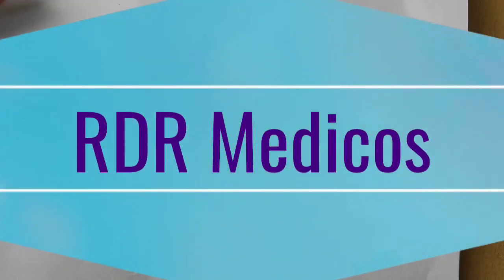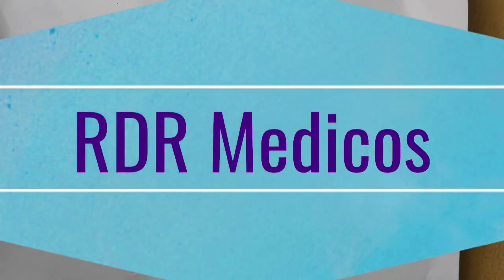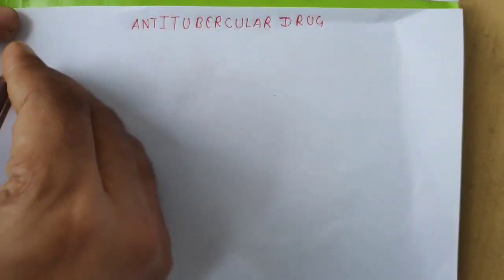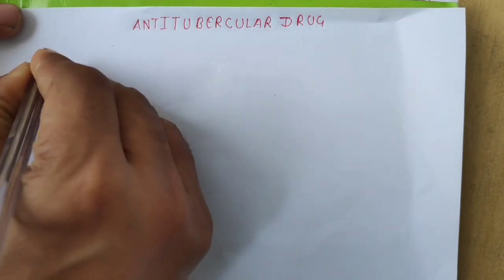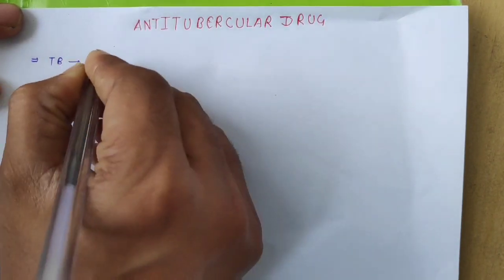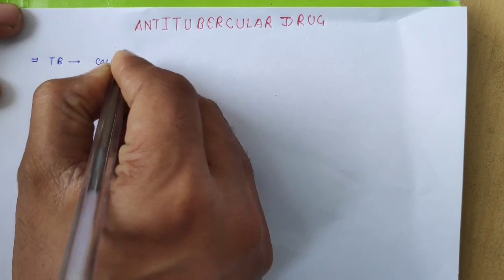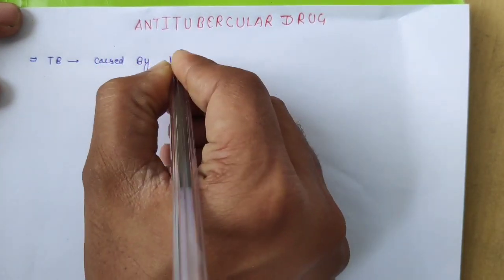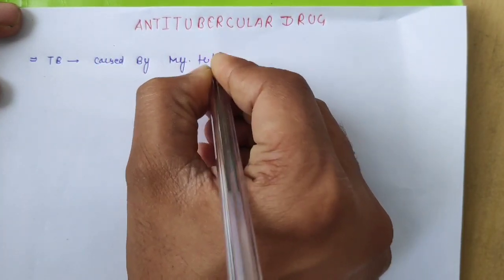Hi friends, in this video we will talk about antitubercular drugs. In the antitubercular drugs, first we will discuss the causative agent of TB. TB is caused by Mycobacterium tuberculosis.